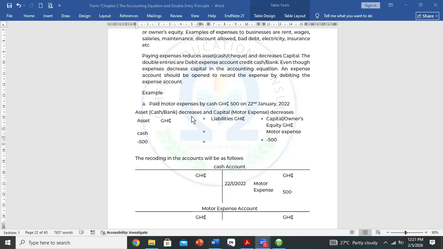Because if you incur, definitely you have to pay, right? So with regards to the effect, anytime expenses come into the picture, whether you have paid it or not, it is increasing, and in effect, it will decrease your capital. That's the best way I can make it sound meaningful to your ears.